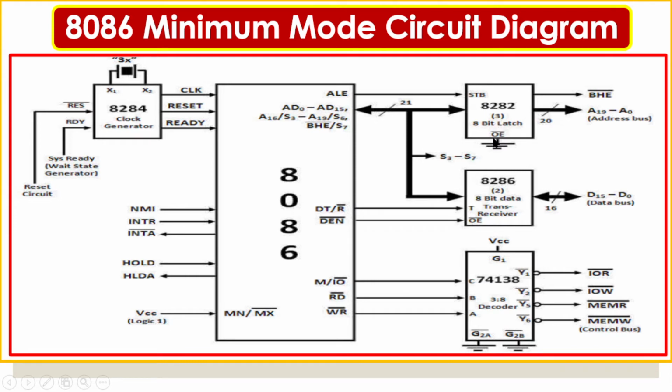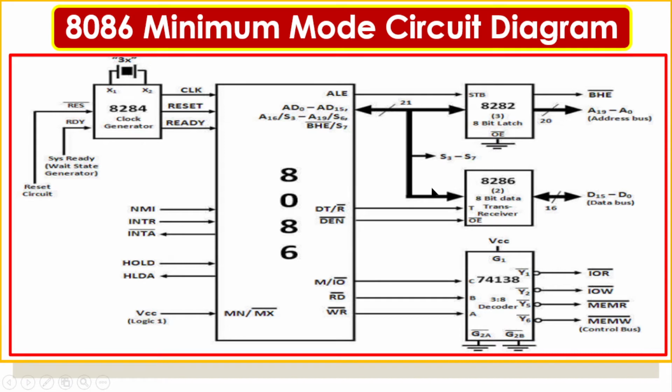It's clear here. See, after this demultiplexing, separately from the latch, the data bus is connected with the transceiver, the bus transceiver. A bus transceiver means it's a bidirectional buffer. A buffer is a temporary storage device actually. In this case, it will allow data from input to output and output to input.